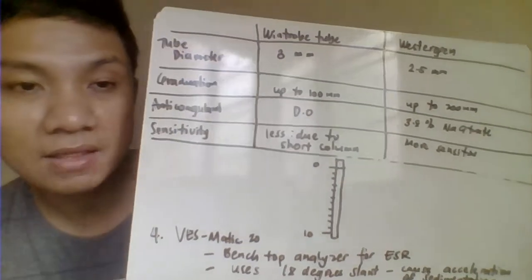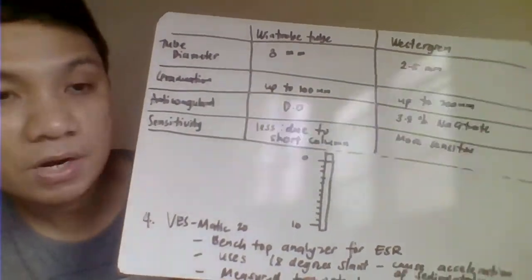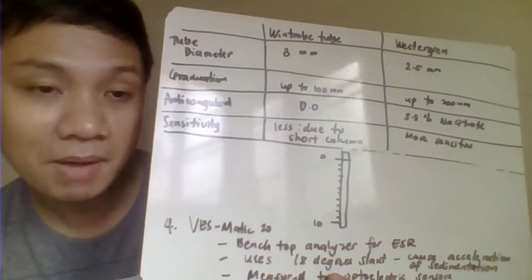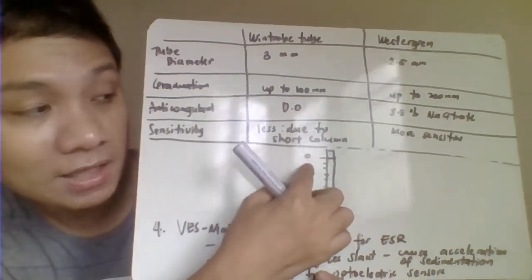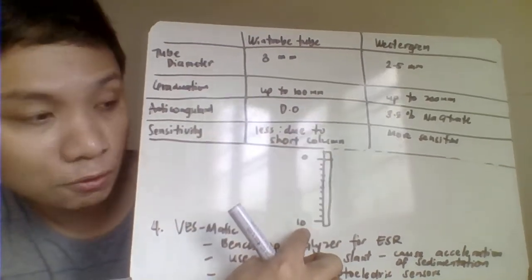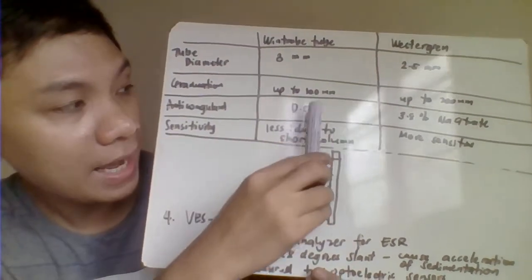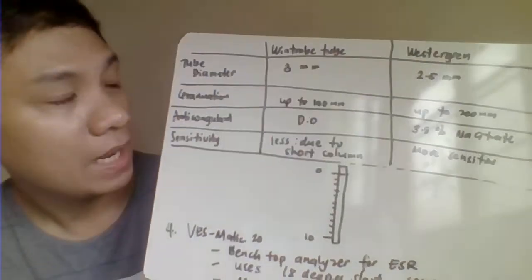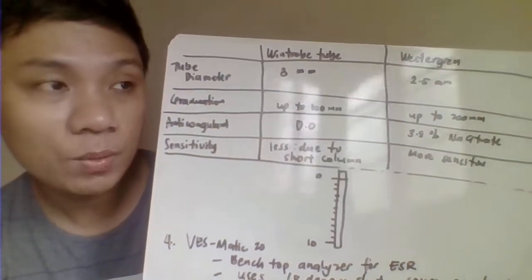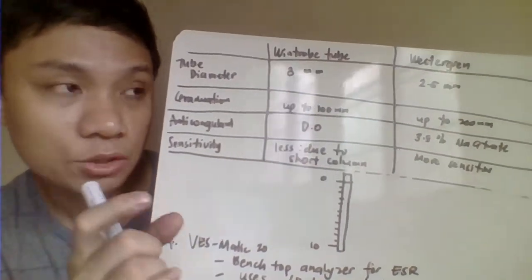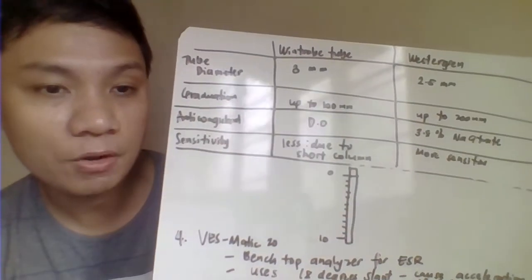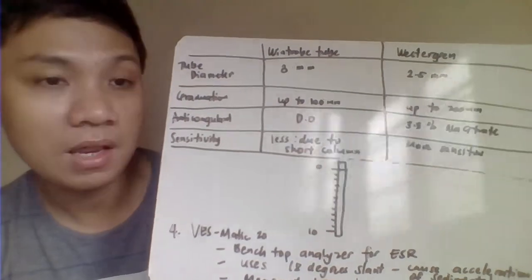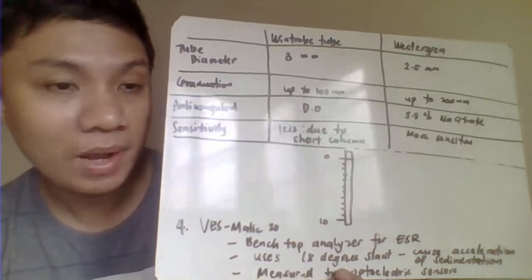Okay, we have here the difference between your Winthrop tube and your Westergren. Your Winthrop tube, ito kanina yung ginamit natin sa macrohematocrit. So ito yung side na gagamitin natin. We have here 0 on top and 10 at the bottom. Again, that gives you 100 millimeter na graduation. Okay, so Winthrop tube here would have 3 millimeter na diameter na tube versus your 2.5 millimeter with your Westergren. Graduation mark for the Winthrop up to 100 compared with up to 200 with your Westergren.